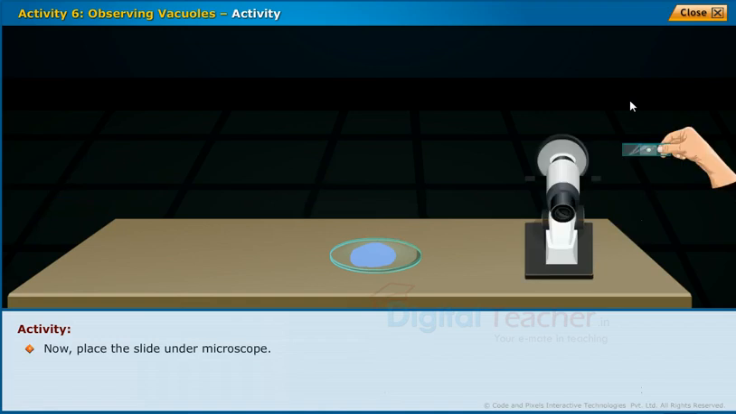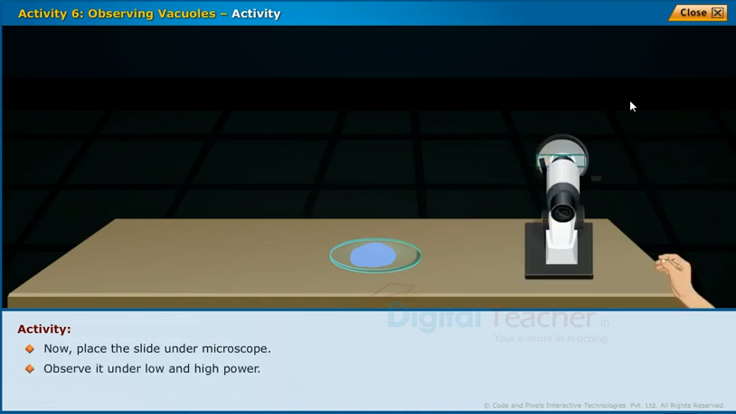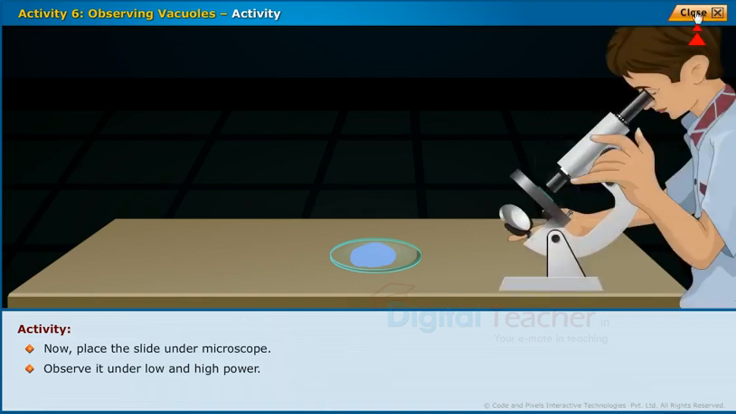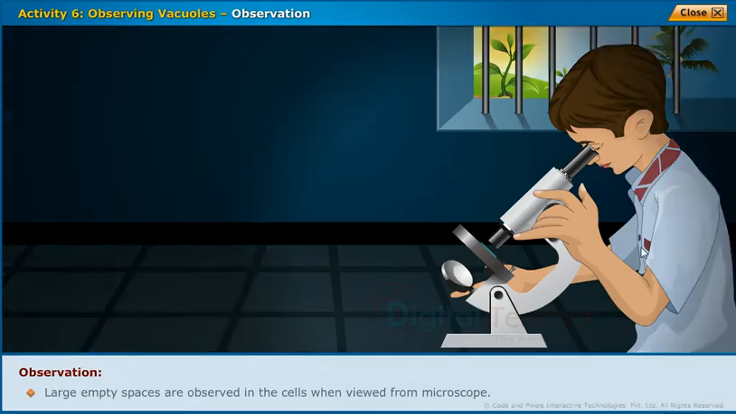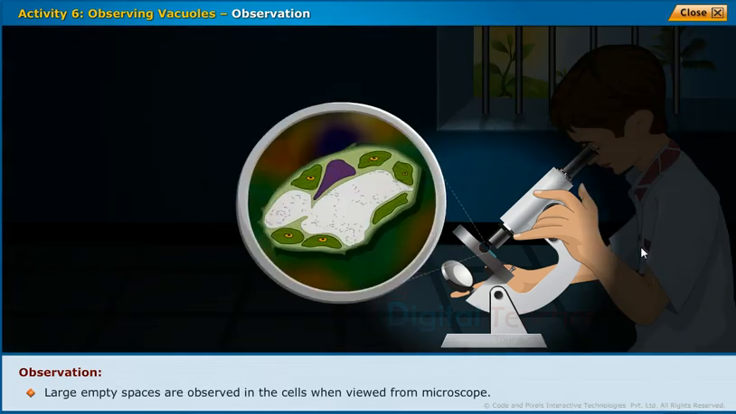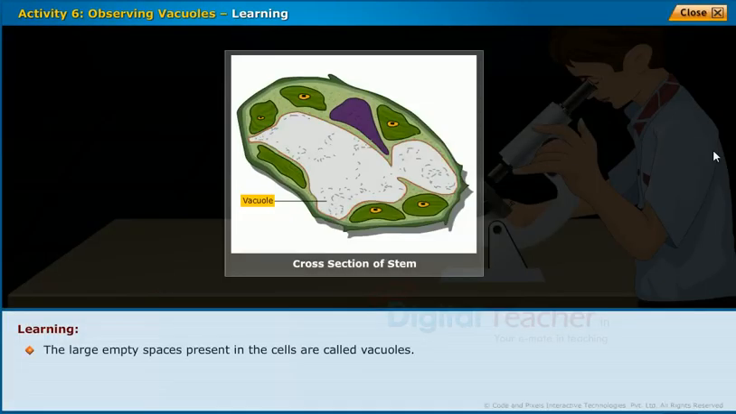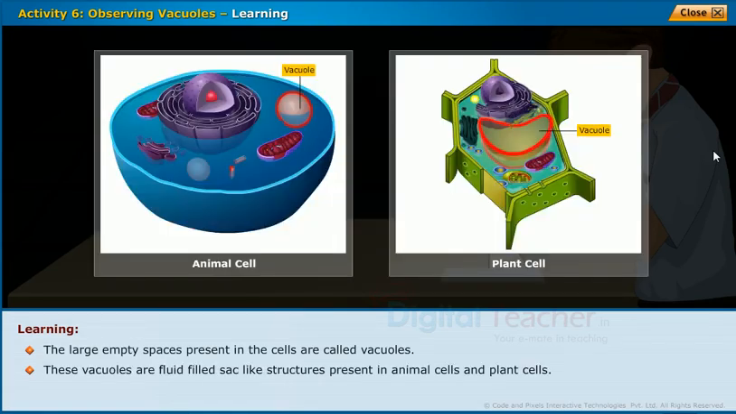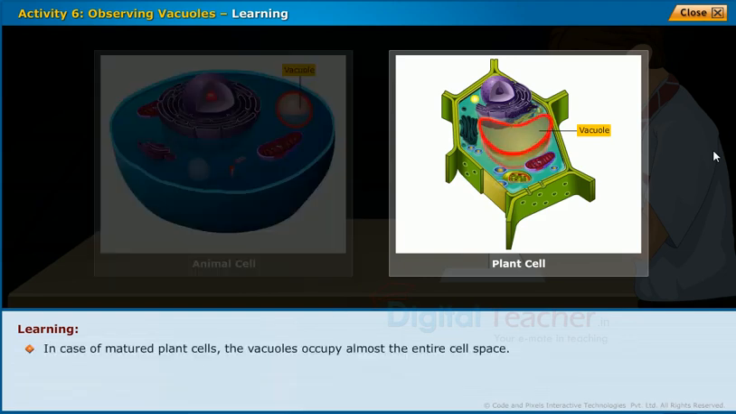Now place the slide under the microscope. Observe it under low and high power. Large empty spaces are observed in the cells when viewed through the microscope. The large empty spaces present in the cells are called vacuoles. These vacuoles are fluid-filled sac-like structures present in animal cells and plant cells. In animal cells, vacuoles are small in size when compared to plant cells. In the case of matured plant cells, the vacuoles occupy almost the entire cell space.